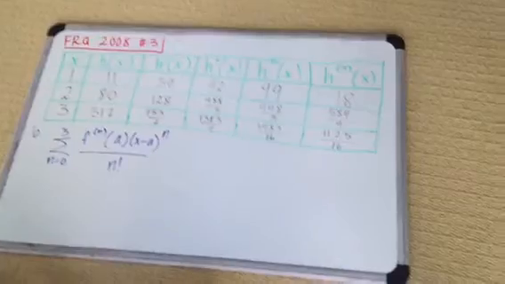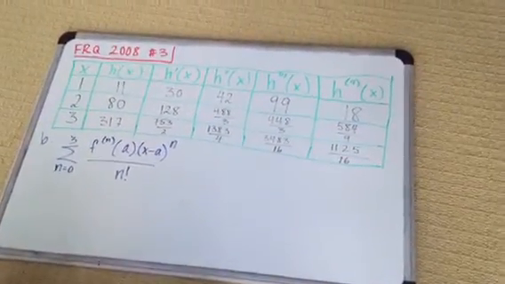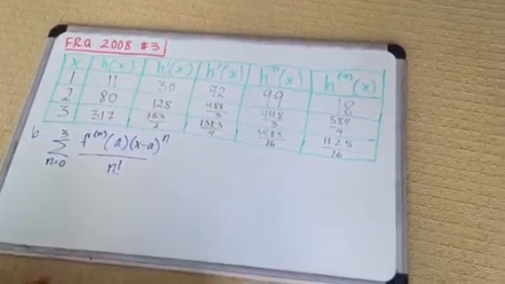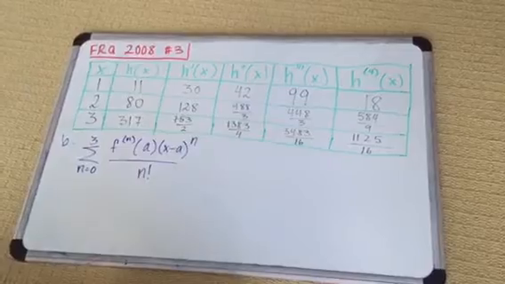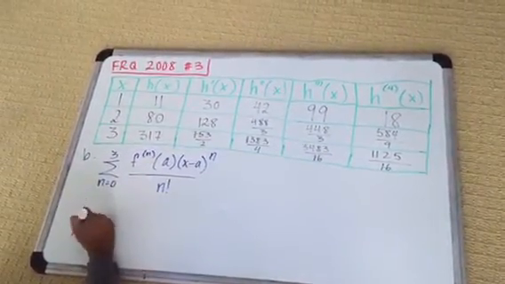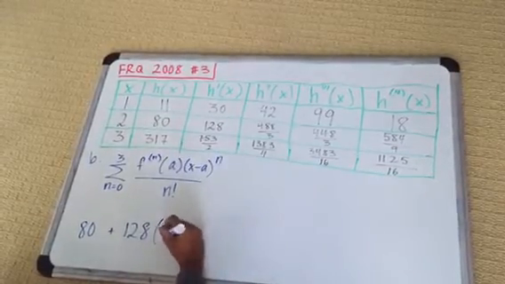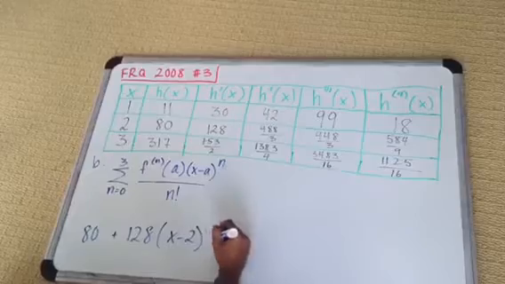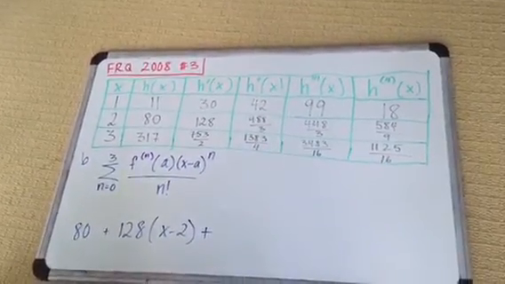So in part A, we calculated the first degree Taylor polynomial. For part B, we're going to do the same thing, except we're going to add 2 more terms to find the third degree Taylor polynomial. To do this, we can go ahead and start off with the 2 terms we already found, which were 80 and 128 times x minus 2. For the next term, it's going to be positive since all the values in the table are positive.